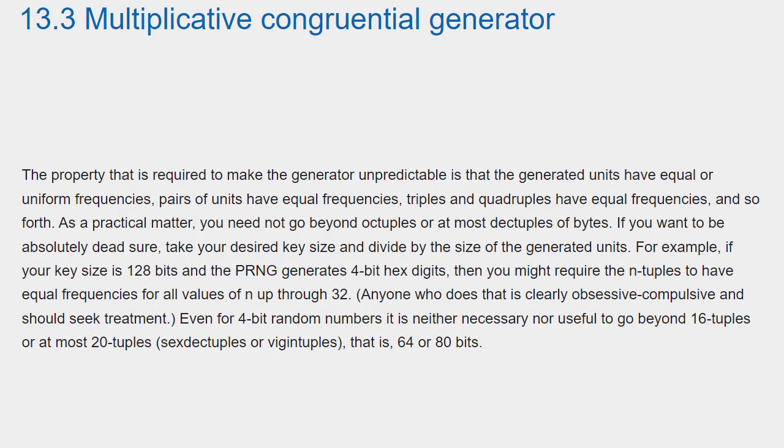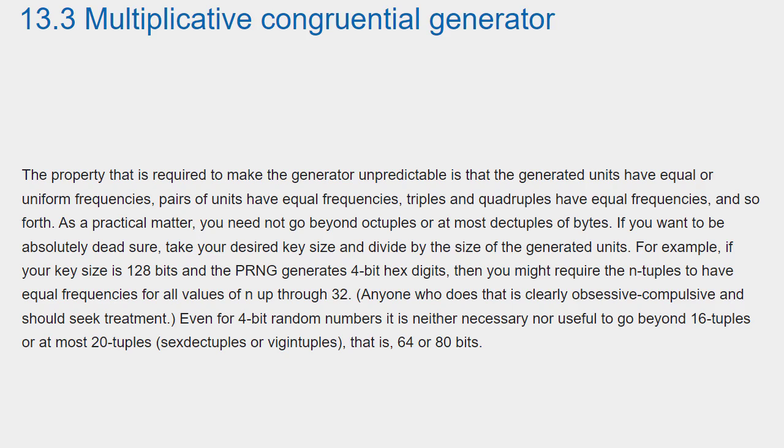The property that is required to make the generator unpredictable is that the generated units have equal or uniform frequencies, pairs of units have equal frequencies, triples and quadruples have equal frequencies, and so forth. As a practical matter, you need not go beyond octuples, or at most dectuples of bytes.